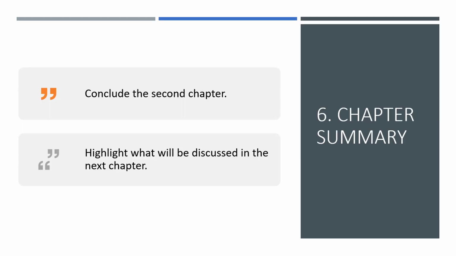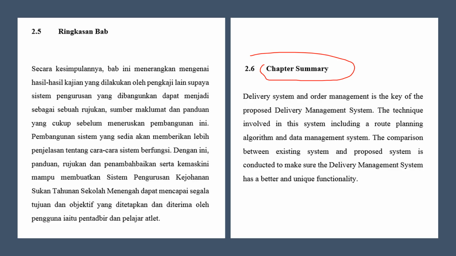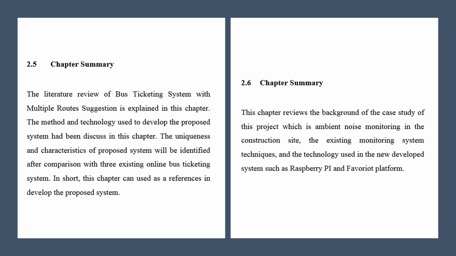The last section in chapter 2 is the chapter summary. Here, one paragraph is enough for you to conclude the second chapter and highlight what will be discussed in the next chapter, chapter 3, methodology. This is how you can write your chapter summary. End of chapter 2. Another example.